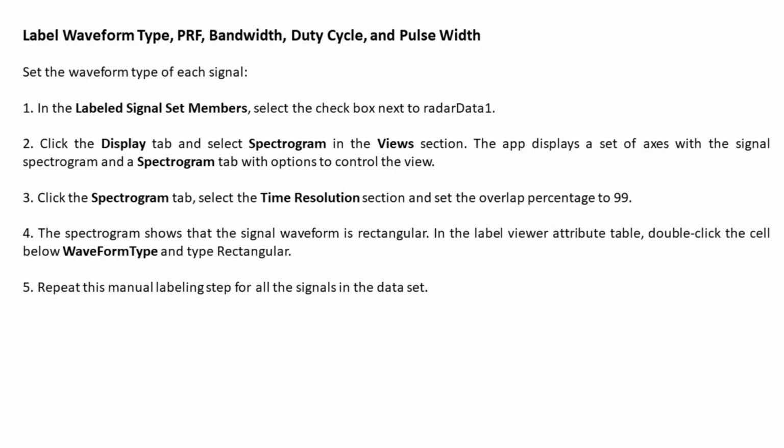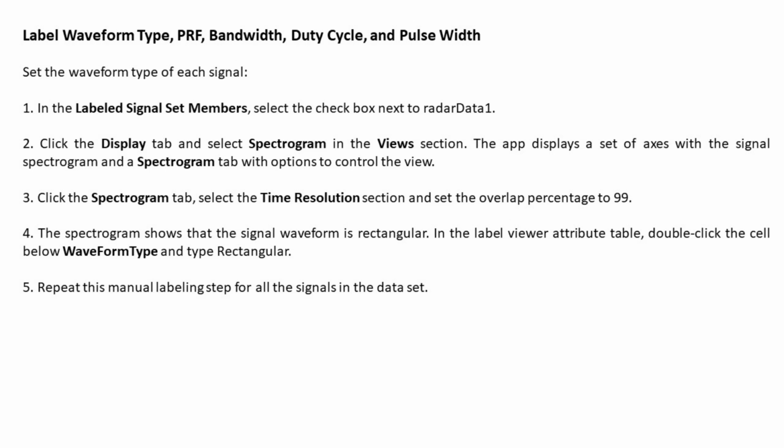Label waveform type, PRF, bandwidth, duty cycle, and pulse width. Set the waveform type of each signal. 1. In the labeled signal set members, select the checkbox next to radar data 1. 2. Click the Display tab and select Spectrogram in the Views section. The app displays a set of axes with the signal spectrogram and a Spectrogram tab with options to control the view. 3. Click the Spectrogram tab, select the Time Resolution section and set the overlap percentage to 99.